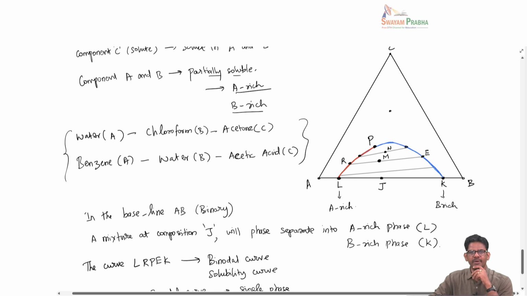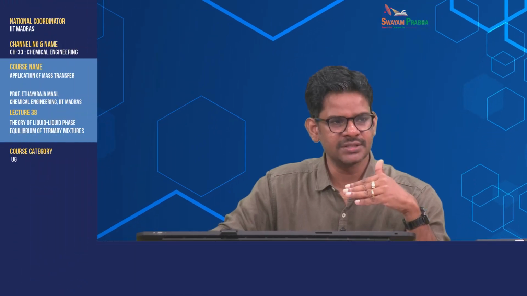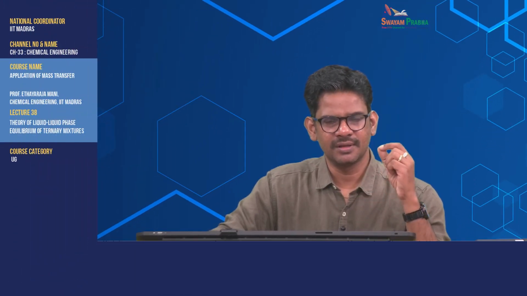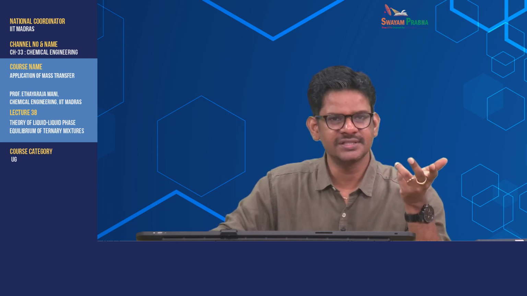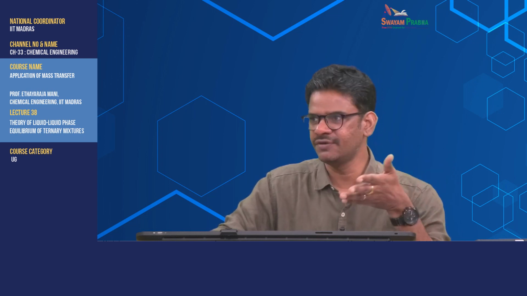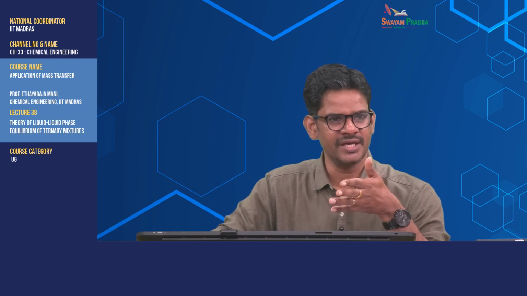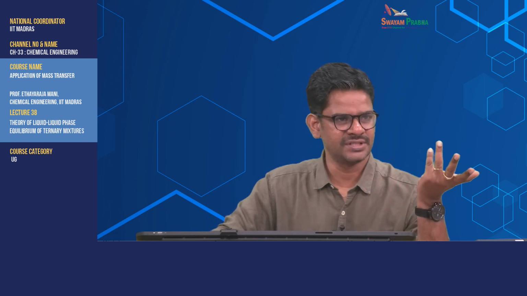And another point you might note here is that when you look at the tie line, the tie lines are not horizontal. What would it mean if it's horizontal? Yes, if the lines are horizontal, it means that the mole fraction of C is actually same in both A rich and B rich phases. So that means that there is no phase separation, because the composition in the original solution and in the extracted solution, they are the same.